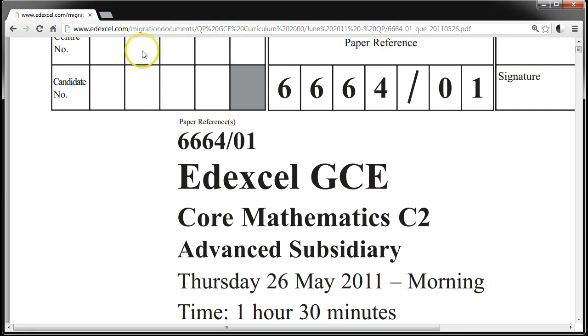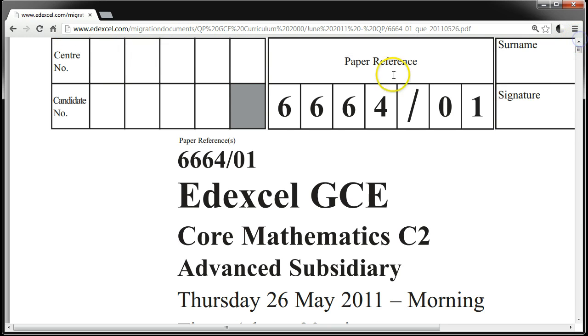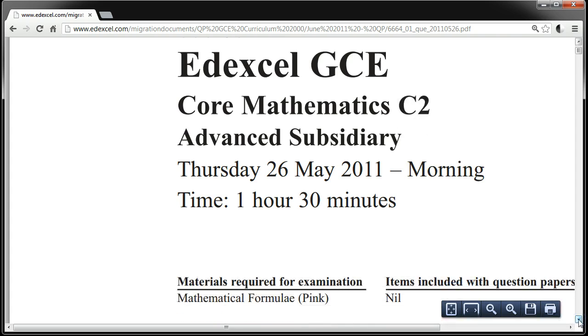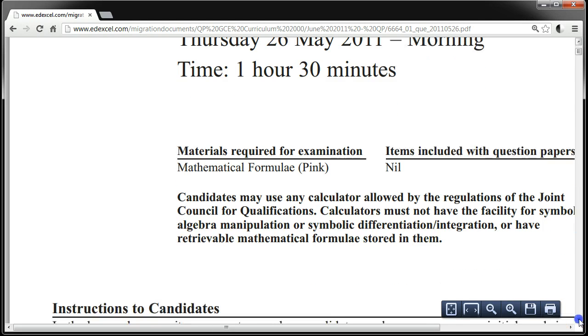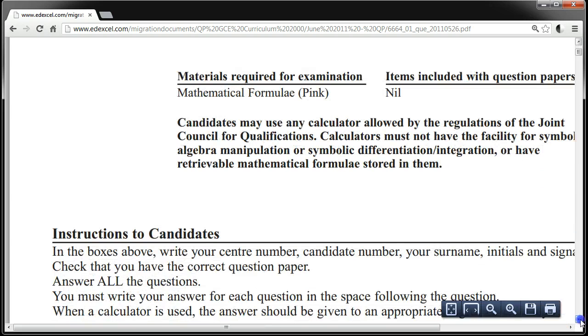Here we put our normal information in for the examination. We complete the box at the top: centre number, surname, signature, candidate number and suchlike things. So that's to be completed before we start the examination. We get a mathematical formula booklet here, and we can use a calculator, but it cannot be an algebraic calculator where we can symbolically manipulate expressions to do differentiation or integration or have any formula stored on them, so we need to clear out any memory that we write.